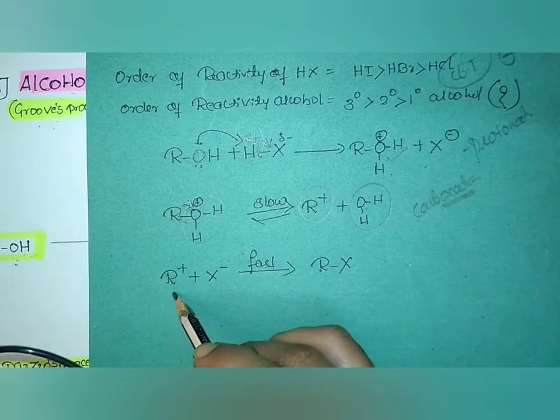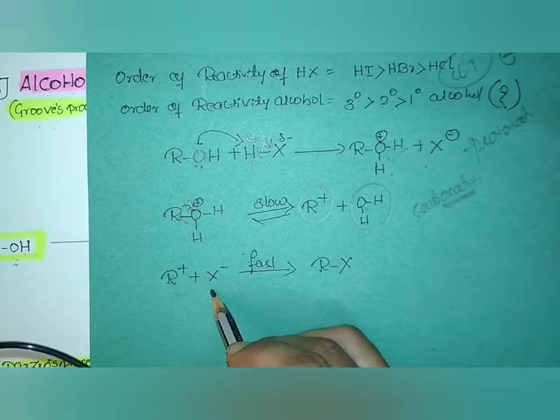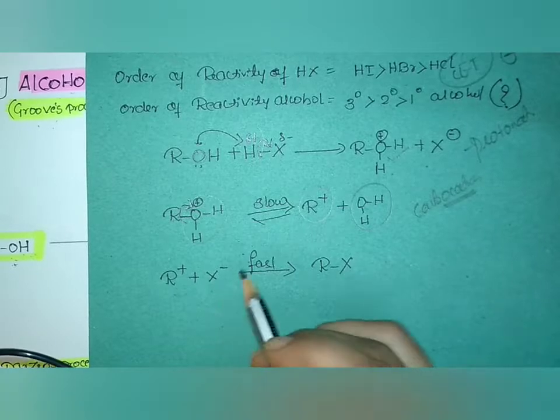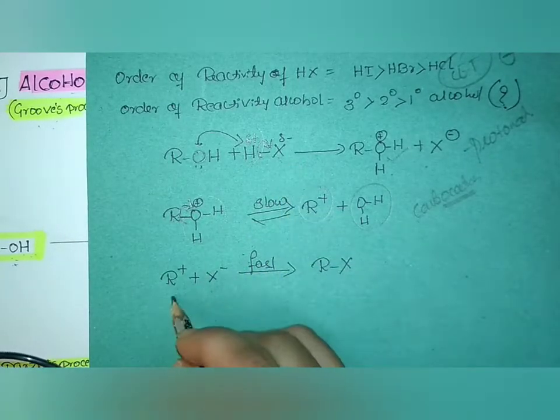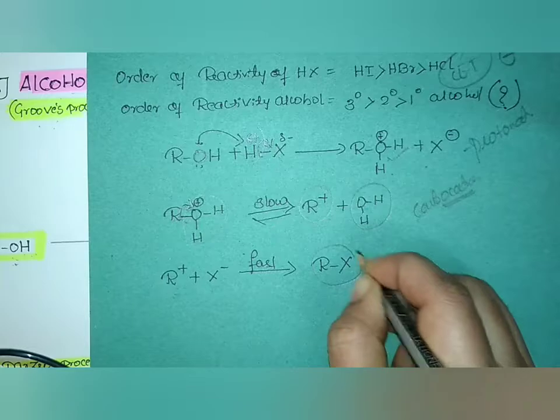When this carbocation is treated with X minus, the halide ion that was generated in the first step itself, it will combine and give the respective alkyl halide.